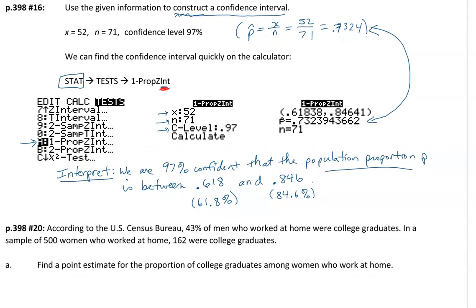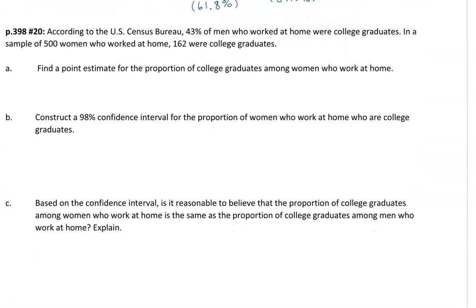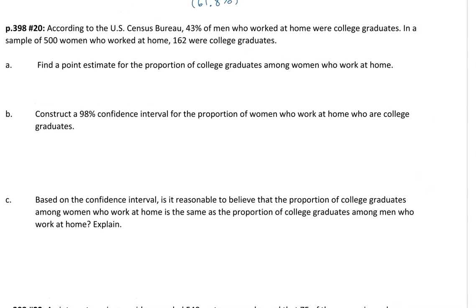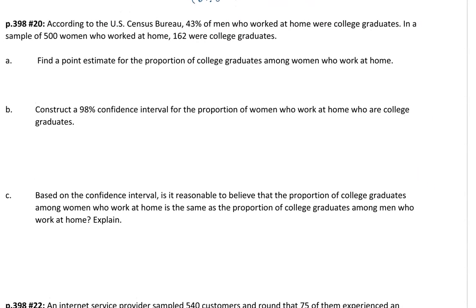So let's try a problem. Page 398, number 20. According to the U.S. Census Bureau, 43% of men who worked at home were college graduates. In a sample of 500 women who worked at home, 162 were college graduates. And if those numbers seem familiar, we did just work with them. So here's our sample, n is equal to 500. And out of that number, some portion of that, x, is 162.